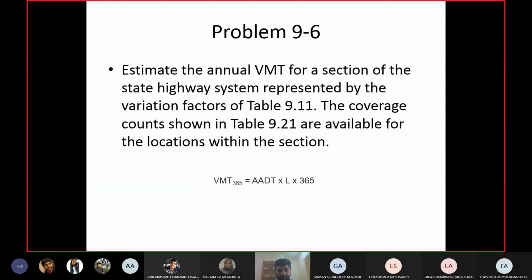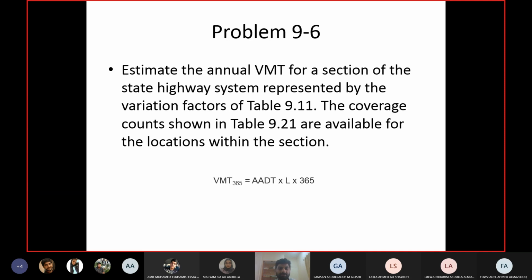Okay, so we have earlier discussed the concept of VMT. In the previous example, which we did yesterday, we calculated VMT for an 8-hour period, using the volume of the 8-hour period. Now, if you take AADT, you can calculate the VMT for the entire year, because AADT is the average of the entire year. So if you multiply with 365, it will give you the total volume of the year.